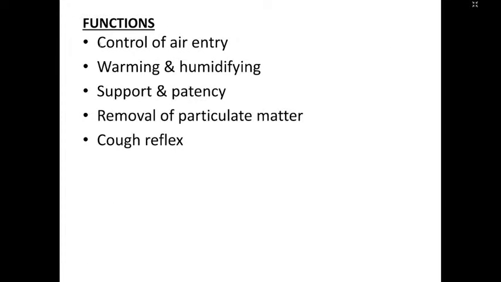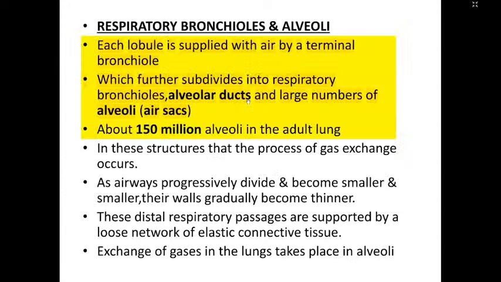Functions are more or less the same: control of air entry, warming, humidification, support and patency, removal of particulate matter, and inducing cough reflex. Now we come to bronchioles and alveoli. Each lobule is supplied with air by a terminal bronchiole, which further subdivides into respiratory bronchioles, alveolar ducts, and then a large number of alveolar sacs. There are about 150 million alveoli in the adult lung.